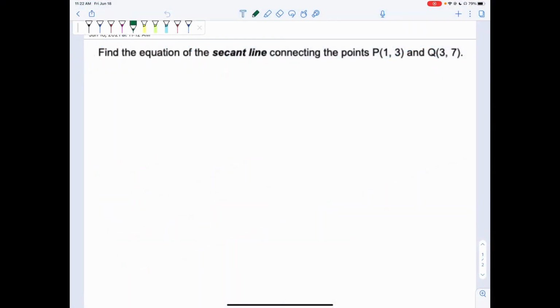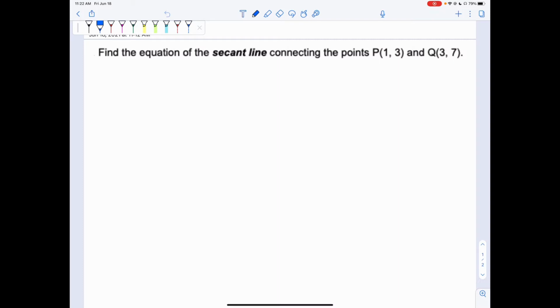Hey everyone. So in this clip, we're going to look at how to find the equation of a secant line connecting 2 points. Now, how would you find these 2 points if you had an equation? Well, you would just plug in the x values you're looking at into the equation, get their corresponding y values, and then you would find the coordinates. But in this case, we already have them to start off with, so we can just get started.